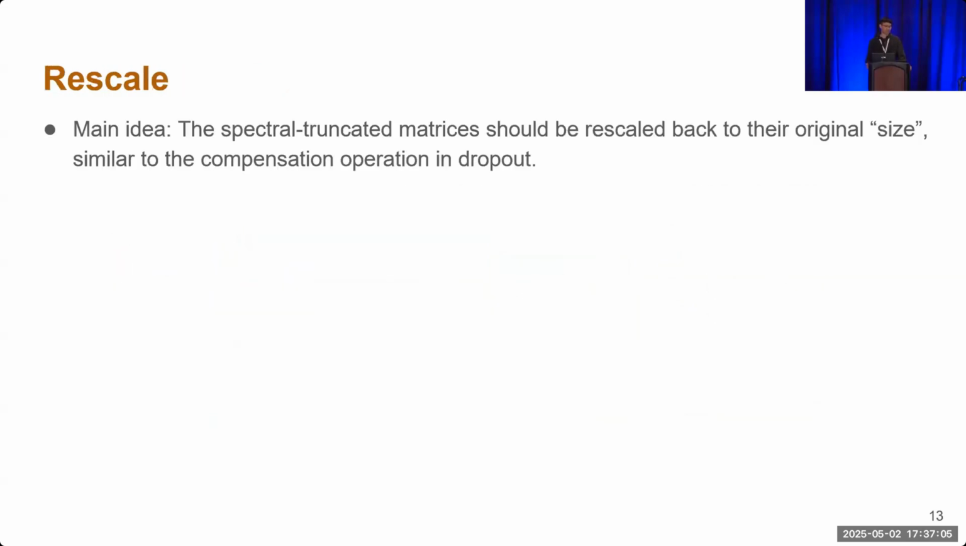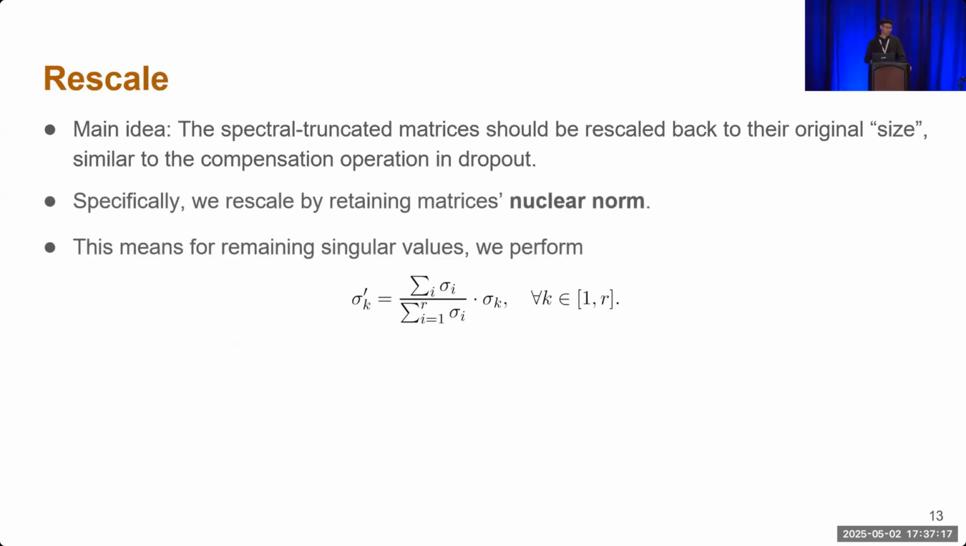So the main idea is that we assume the spectral truncated matrix should be somehow rescaled back to its original size, kind of similar to the compensation operation in dropout. To be more specific, we perform rescale by retaining matrix nuclear norm. This means that for all the remaining singular values, we perform this formula shown on the slide now.